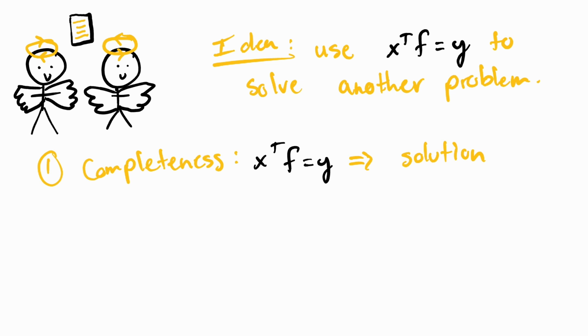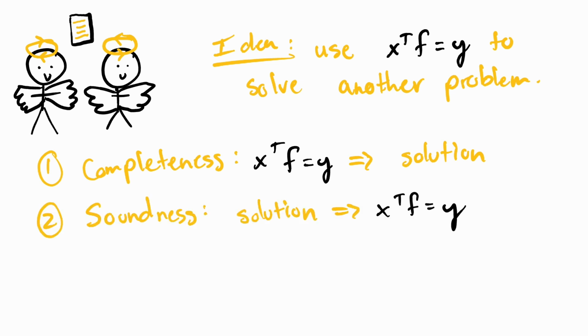We'll call that completeness. And let's say if we have a solution to the other problem, that should imply that x transpose f equals y. And we'll call that soundness. So with completeness and soundness, we know that if we give a solution to the other problem, it must absolutely be the case that x transpose f equals y.